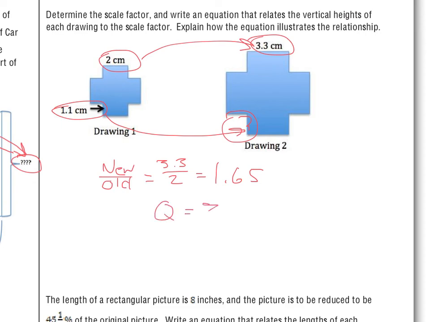Q is equal to percent times whole. So our percent, really 165%, 1.65 times our whole, 1.1. So this is our equation. Again, explain to your teammate how this represents your relationship here. This is our scale factor. This is our original value, and this is our scaled value. And when we go ahead and calculate that out, we're going to get 1.815.